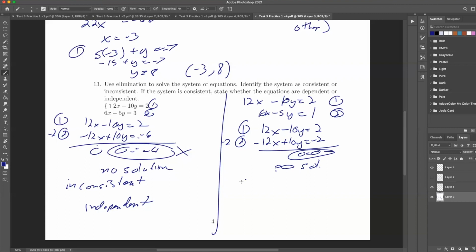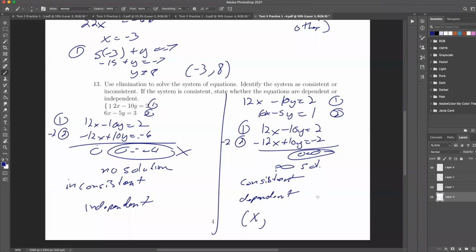so this is consistent. Why? Because it has a solution, right? It actually has infinite, but that means infinite or 1 is still consistent. Now, in this case, it's dependent. And why? Because equation 2 is a multiple of equation 1. Okay, if I take 2 of equation 2, I get equation 1. So it's dependent.